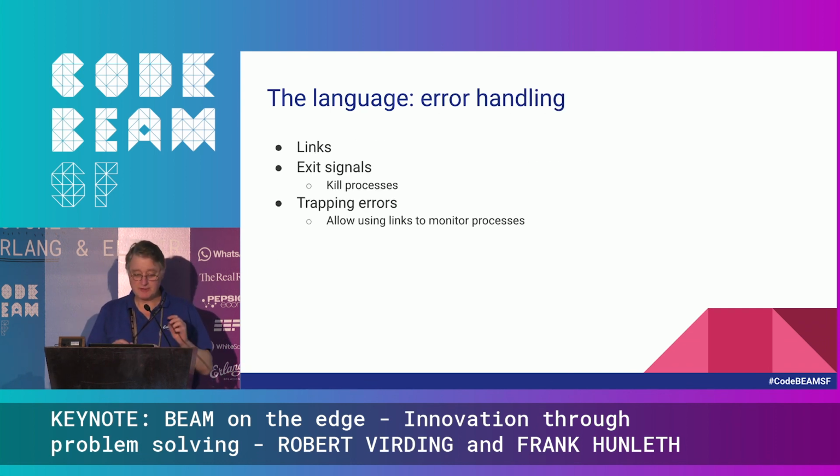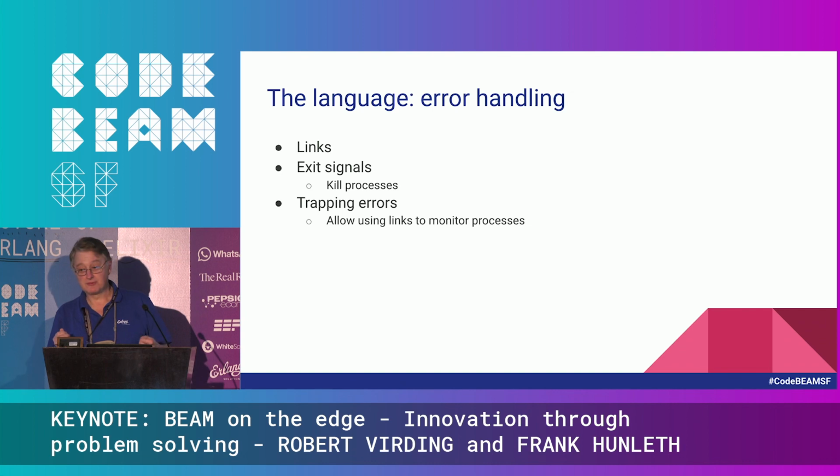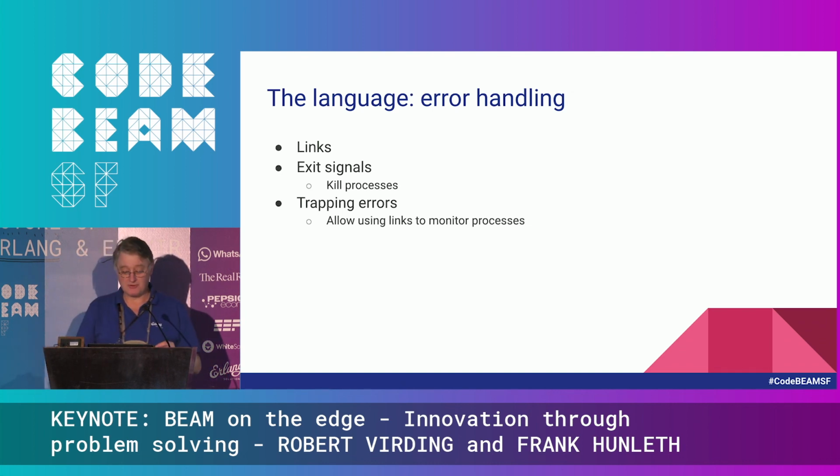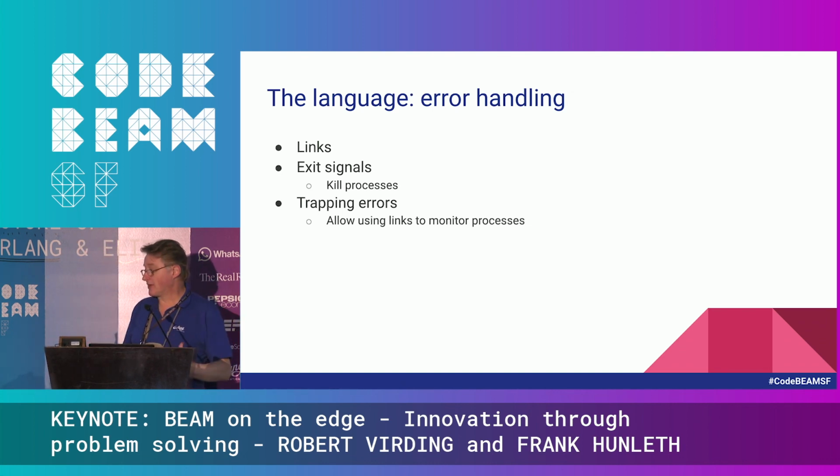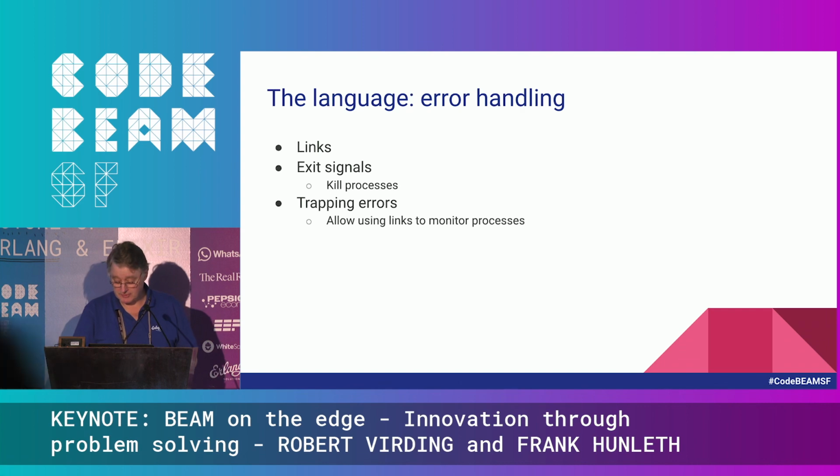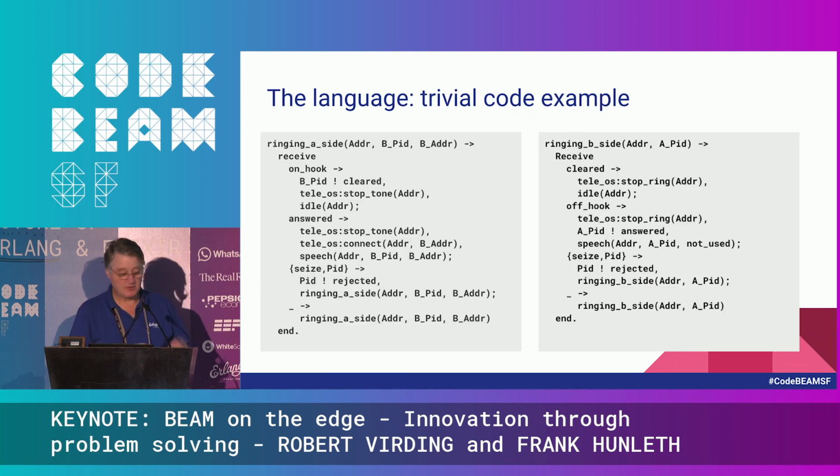On the error handling side, we have the concept of links. We link two processes together, and when processes die, they send exit signals to the processes they're linked to, which will kill those processes, and they will go down. Then you need to trap exit so you can use the linking for monitoring as well. And I just want to end up with a very small little example here. This is a bit of toy code.